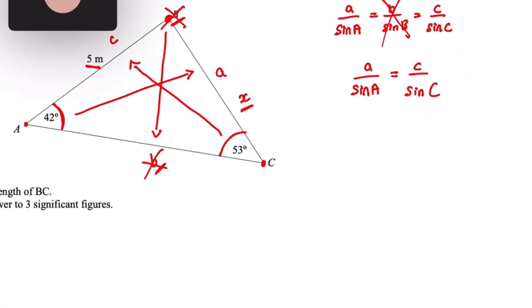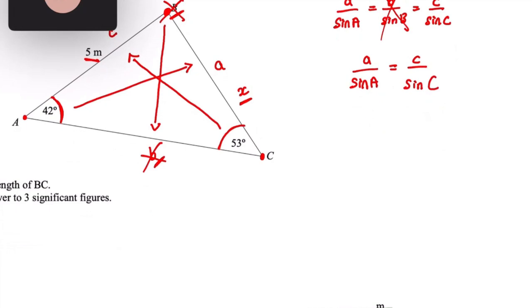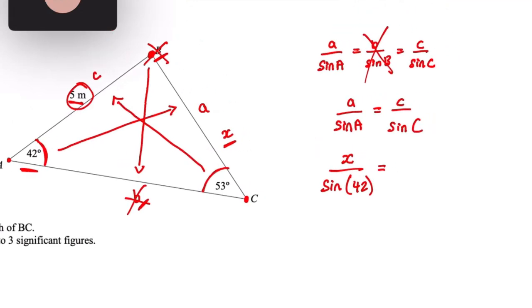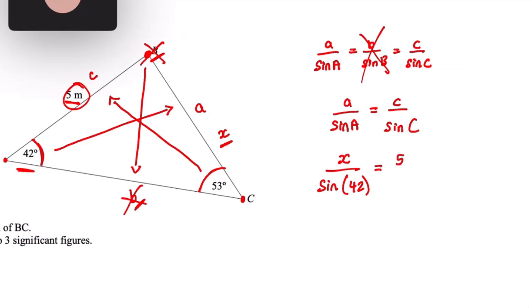Now lowercase a is x, so we're just going to have x over sine capital A, which is 42 degrees. That's equal to lowercase c, which is 5, which is there, over sine capital C, which is 53.